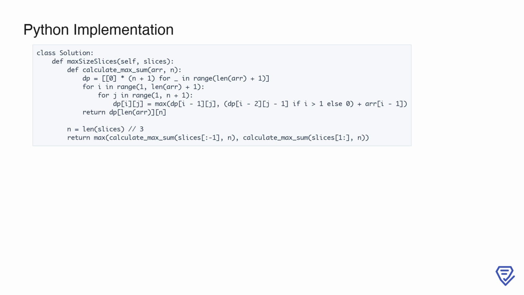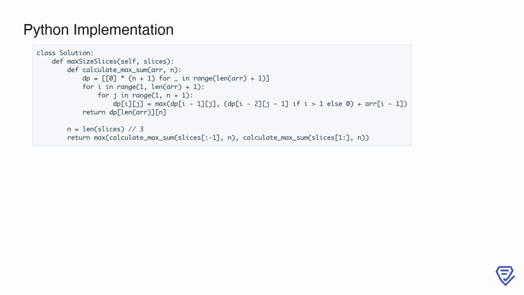2. Dynamic programming subproblem. The helper function calculate_max_sum uses dynamic programming to solve the subproblem of selecting n non-adjacent slices from a linear array. A DP table is used where dp[i][j] represents the maximum sum obtainable by considering the first i slices and selecting j slices.